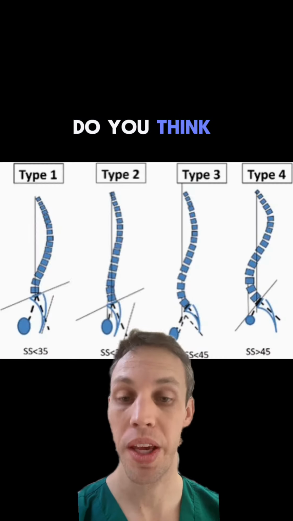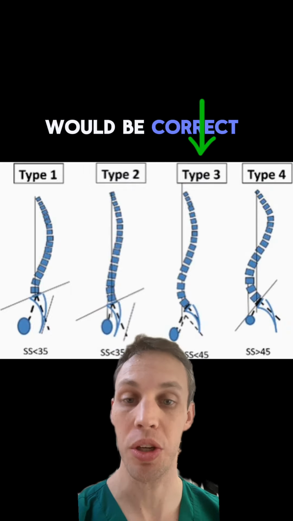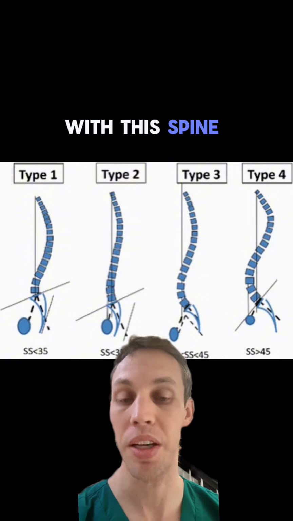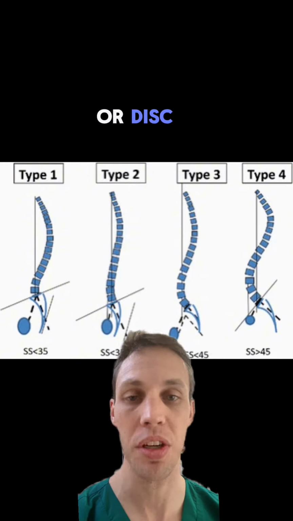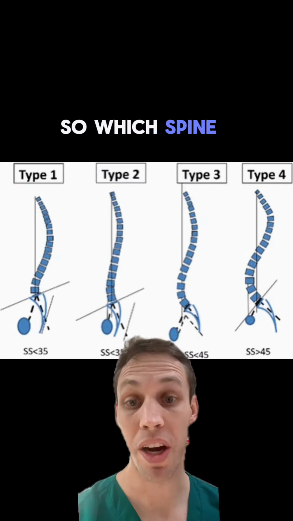Now, what spine do you think has the least amount of back pain associated with it? If you guessed type 3, you would be correct. This is actually considered the most balanced spine, and it's not to say people with this spine don't get back pain or disc degeneration, but in a population, it is overall the least likely to have back pain. So which spine type do you think you have?